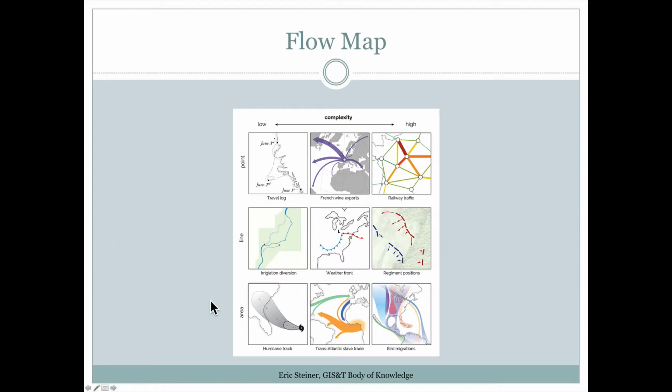These can vary from very simple, such as this hurricane tracking map, which is showing where the hurricane is likely to make landfall in the southern United States, to something much more complex, like how birds migrate from one place to another. The examples we'll look at are kind of in the middle here, like these examples, showing how, for example, French wines are exported around the world.